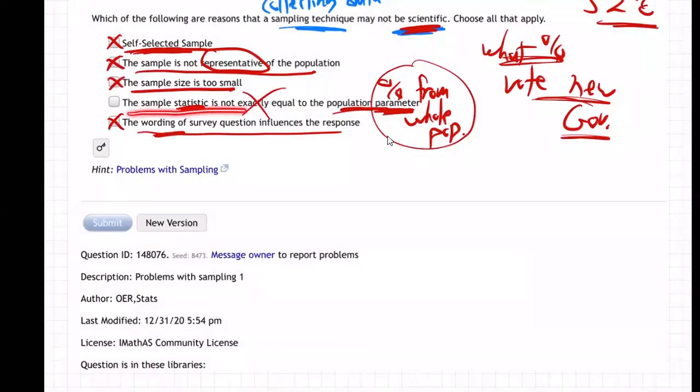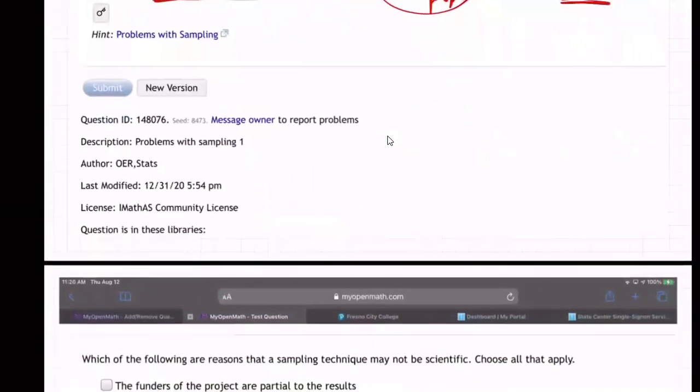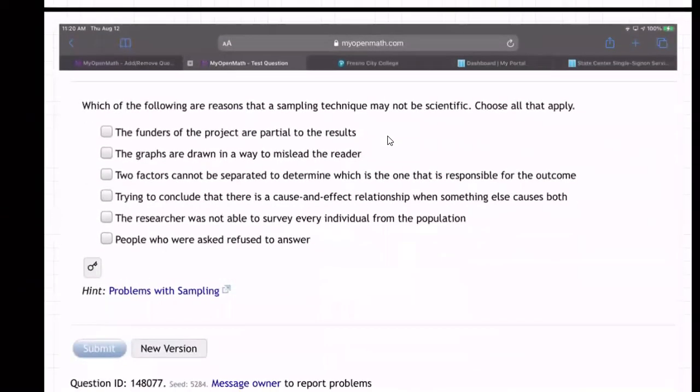Yeah, all of them except not exactly equal to the population parameter. Yep, got it. Okay. It's similar in yours. And then this next one: which of the following are reasons that scientific studies may not be reliable? So let's do some more.